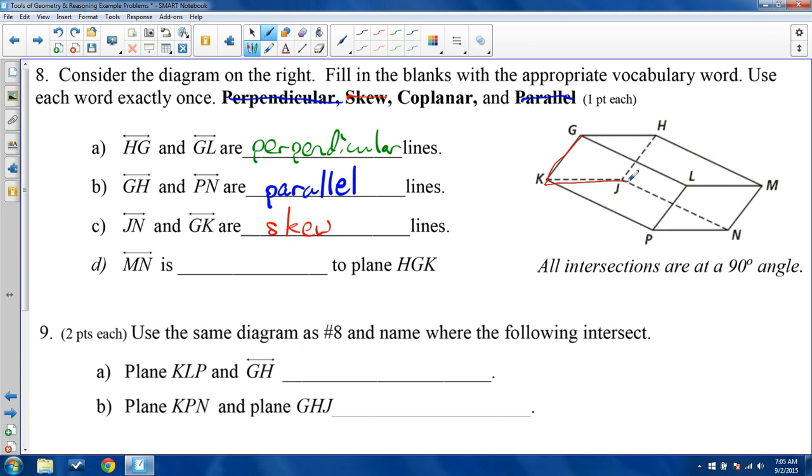Okay, so I'm noticing something about this very last one here, and this last one I'm seeing this plane HGK and this line MN. Now these are not coplanar, right? If they're coplanar, then this line would be on this plane. This line will never intersect with this plane, so this answer is parallel.